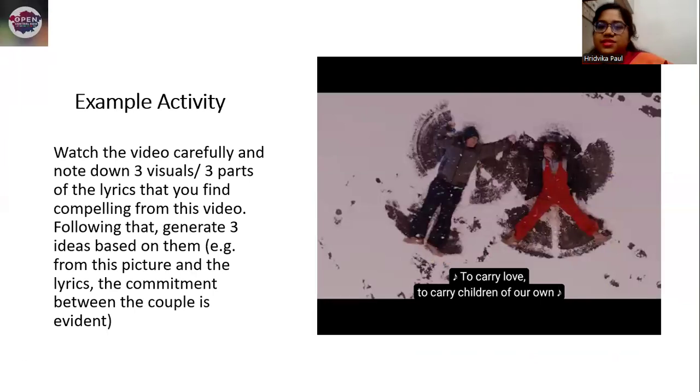As you can see, this screenshot is taken from the music video of Ed Sheeran's Perfect. What I tell my students to do is to watch the video carefully and note down 3 visuals or 3 parts of the lyrics that they find compelling from this video. Following that, they are instructed to generate three ideas based on them. For example, we can see from the lyrics and also the picture, the scenery, that these things are expressing a commitment or the bond between the couple.